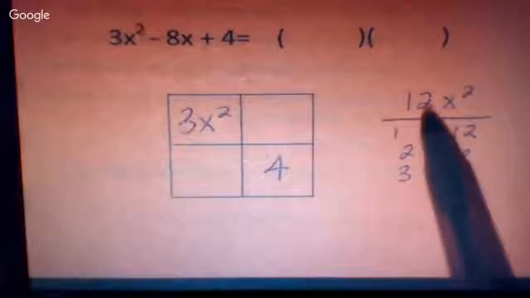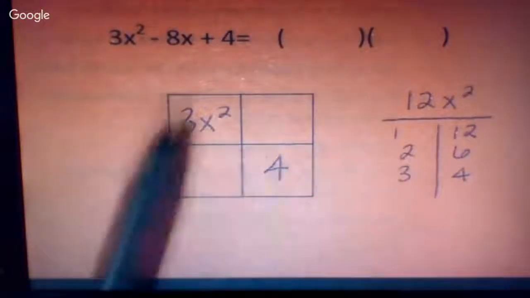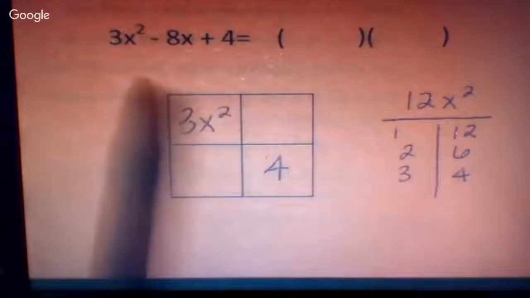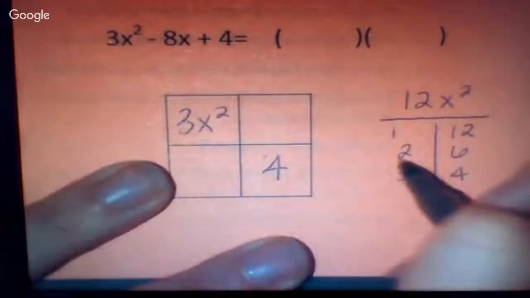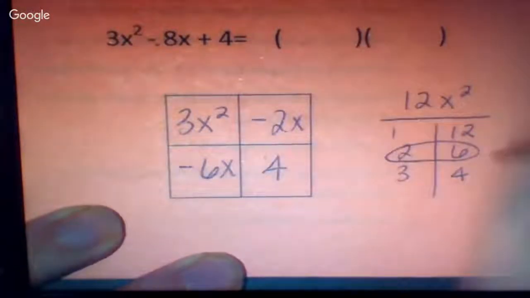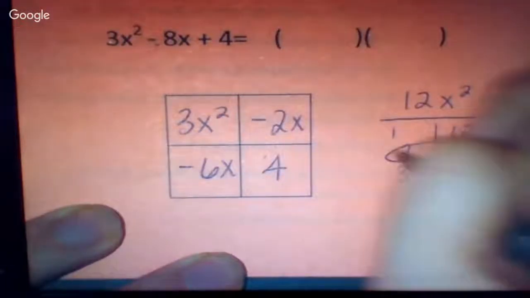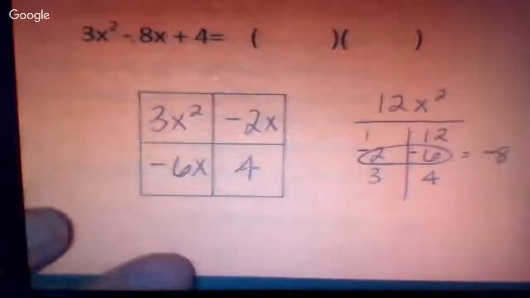Okay, 12. Because this is positive, both of my signs are either going to be positive or negative. Which ones go together to give me 8? 2 and 6. Because this is a negative 8, this is going to be a negative 6 and a negative 2x. This has to equal negative 8. So we have to make this a negative 2 and a negative 6.